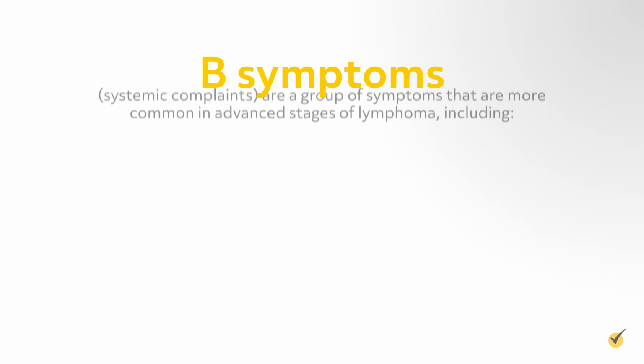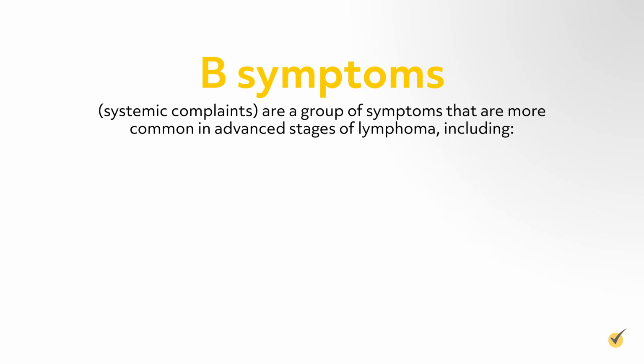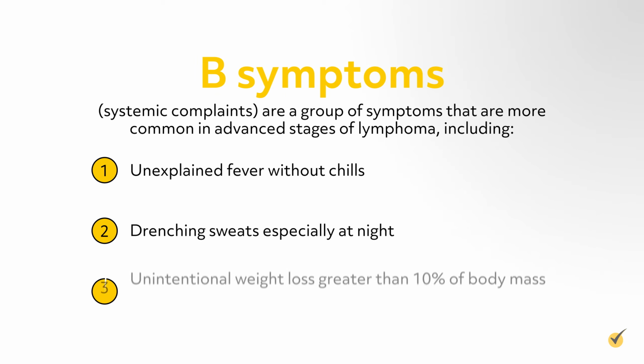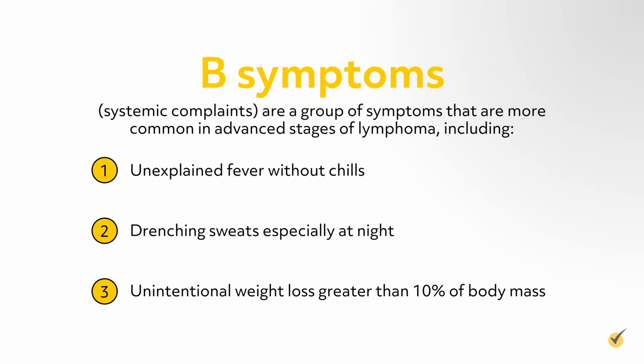B symptoms, which are systemic complaints, are a group of symptoms that are more common in advanced stages of lymphoma, including unexplained fever without chills, drenching sweats especially at night, and unintentional weight loss greater than 10% of body mass.